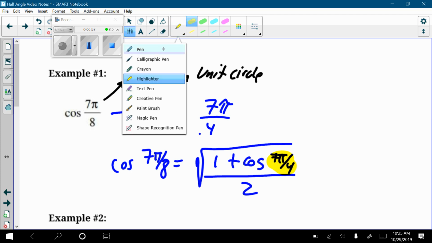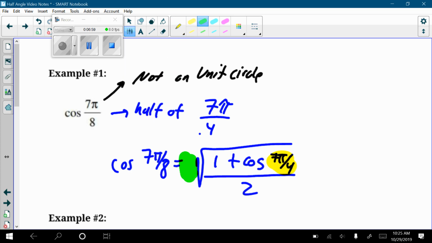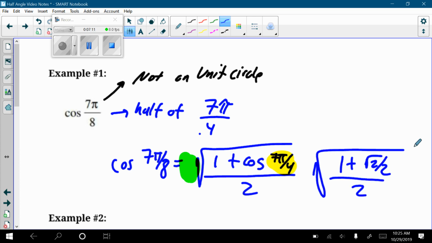Okay, let's calculate this out. We're going to come back to this plus or minus issue at the end. So I'm going to calculate this out. Cosine of 7 pi fourths is root 2 over 2. So I'm going to get 1 plus root 2 over 2 over 2, all underneath the square root.